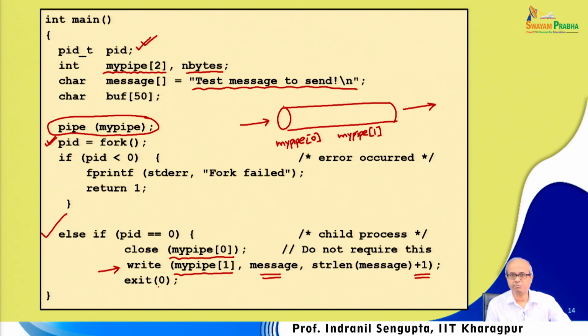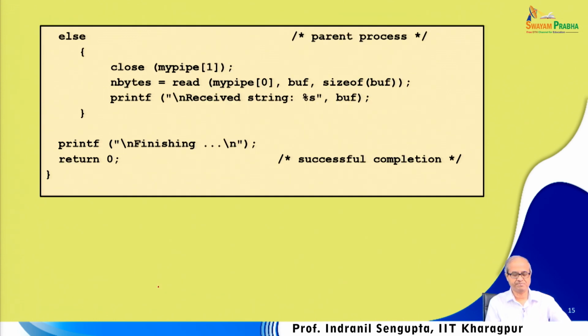Let us see what the other process, the parent process, is doing. The parent process will be reading from mypipe 0. So, it does not need mypipe 1. So, it is closing mypipe 1. It calls a function read, from where it can read from mypipe 0.